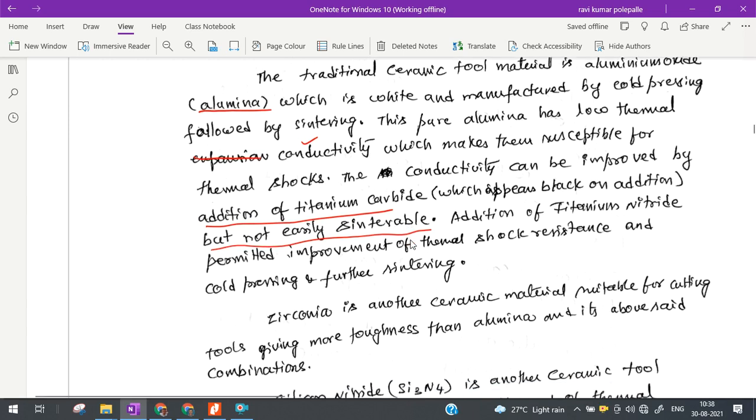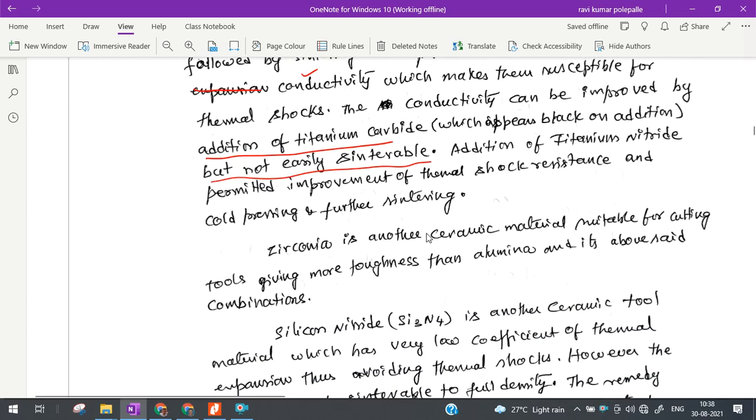Therefore, instead of titanium carbide, titanium nitride has been used. The titanium nitride improves the shock resistance as well as the possibility of cold pressing and further sintering.